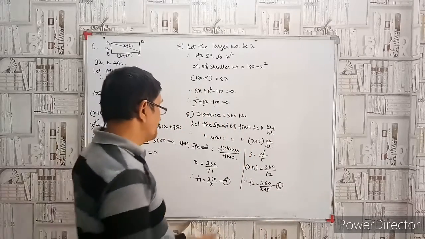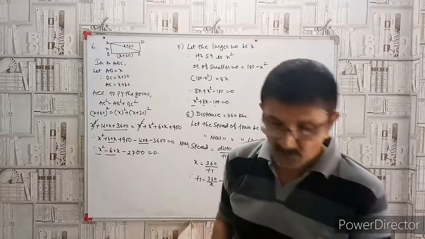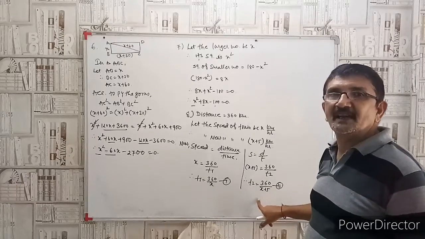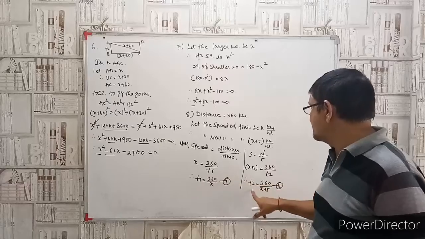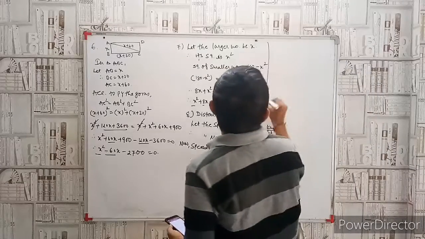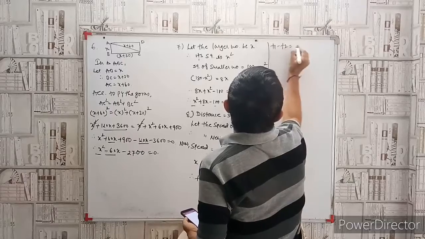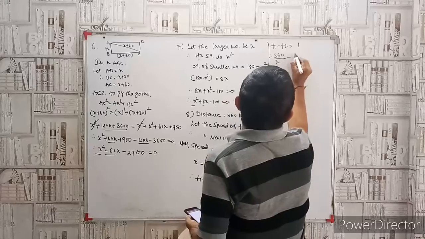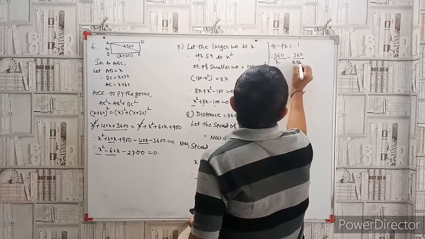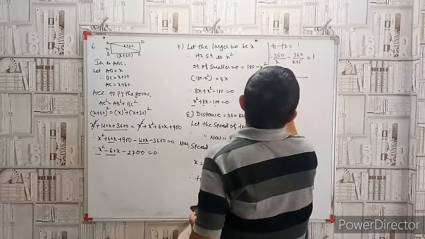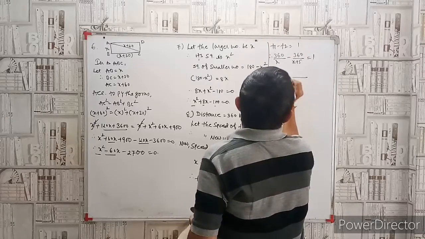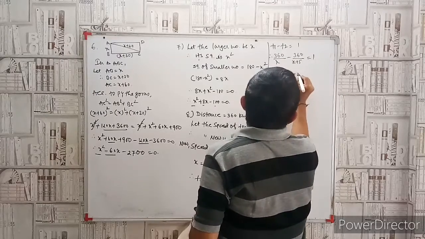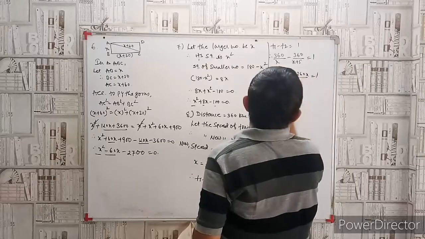Okay, now the difference between these two is 1 hour. The train going at the original speed, if we increase the speed, then 1 hour less is taken. That means t1 is greater than t2 by 1. So therefore we can say here t1 minus t2 is equal to 1. So t1 is equal to what? 360 upon x minus 360 upon x plus 5, is equal to 1. LCM x into x plus 5. 360 into x plus 5 minus 360 into x is equal to 1.